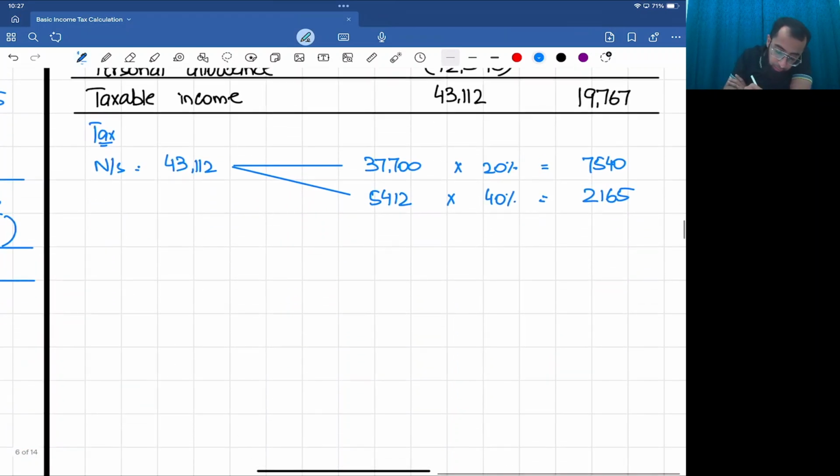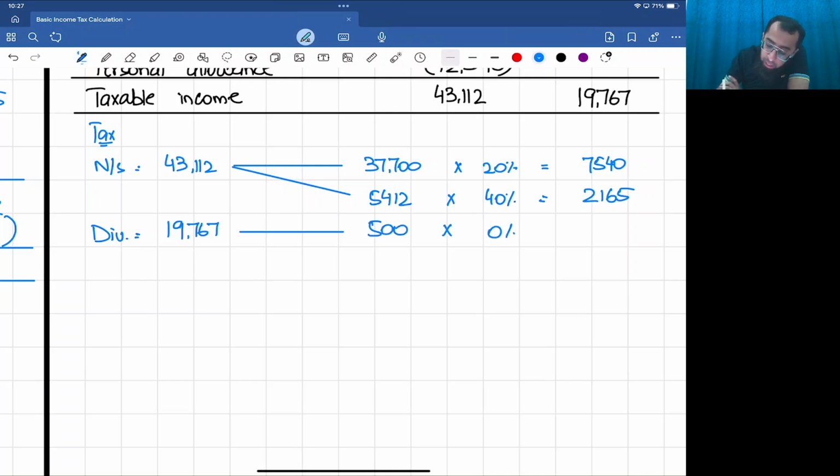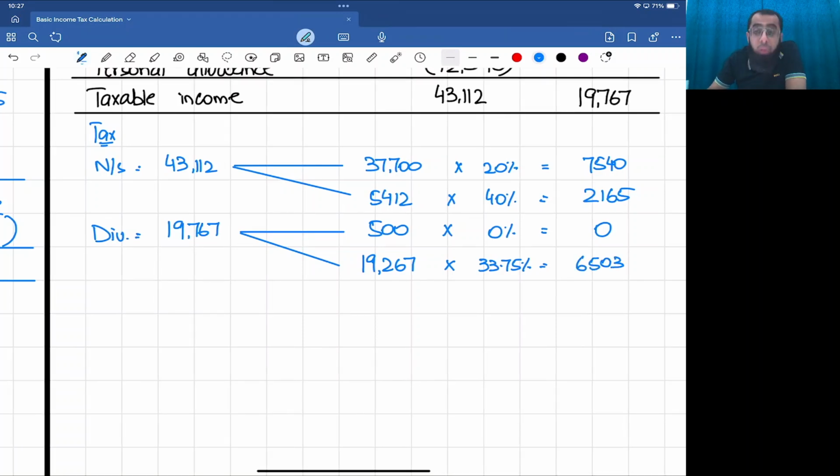Now comes the dividend income, 19,767. The first 500 pounds will be taxed at 0%, so that gives you zero tax, and the remaining 19,267, since the basic rate band is done, will be taxed at 33.75%, which is the higher rate of tax for the dividend income. 19,267 into 33.75%, so it's 6,503.